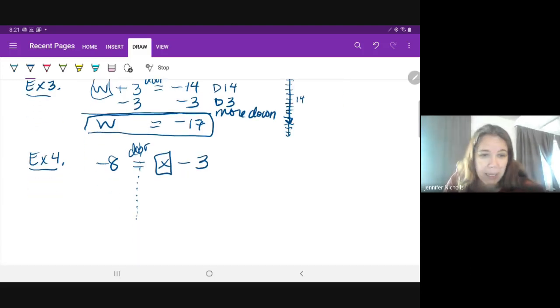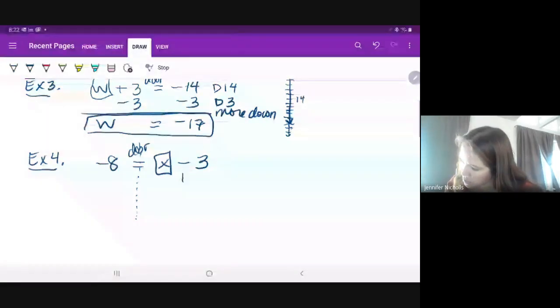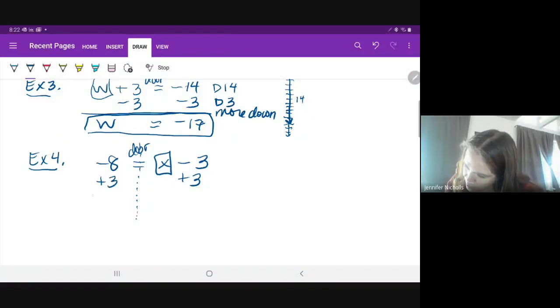And I want to get x by itself, so I do need to get rid of the minus 3. So what should I do to both sides? What do you think? Okay, agree. Add 3. Now, when you add 3, you're going to add 3 to this side also.